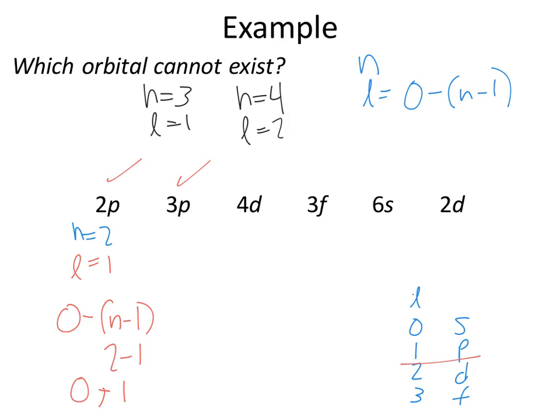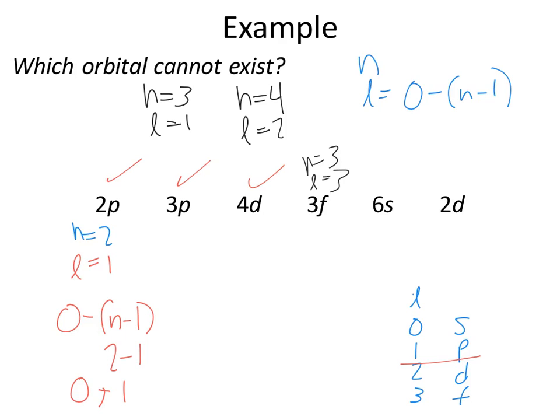Can this exist? Well, again, our possible L values are 0 to n minus 1. n minus 1 in this case would be 3, and this fits right in. It could be 0, 1, 2, or 3, and this is 2, so that also works. 3F, let's look at this. In this case, n is going to be equal to 3. And L is going to be, again, F here. Oh, that's not going to work for sure.